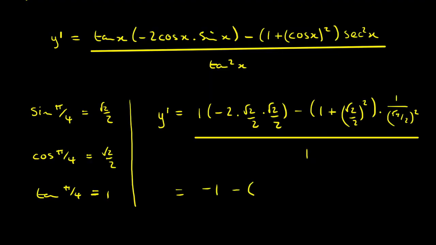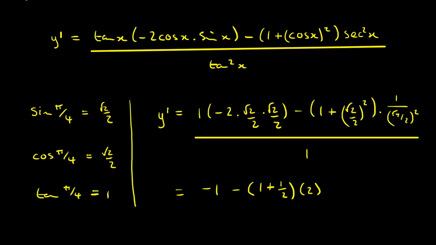Then if we expand this bracket here, root 2 upon 2 squared, well, I'm going to get 2 divided by 4, and 2 divided by 4 is a half. So what I've got here is 1 plus a half. And then this thing here, root 2 upon 2 squared again is going to be 2 upon 4, which is a half. So we've got 1 divided by a half, and 1 divided by a half is 2.